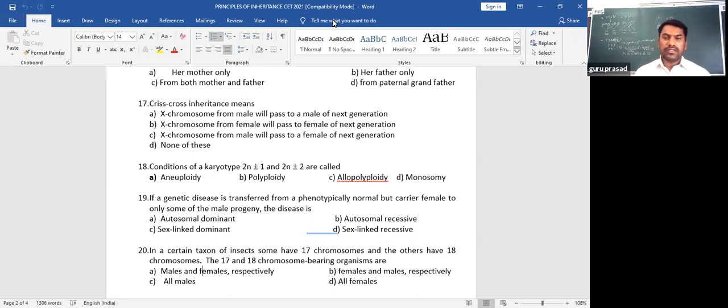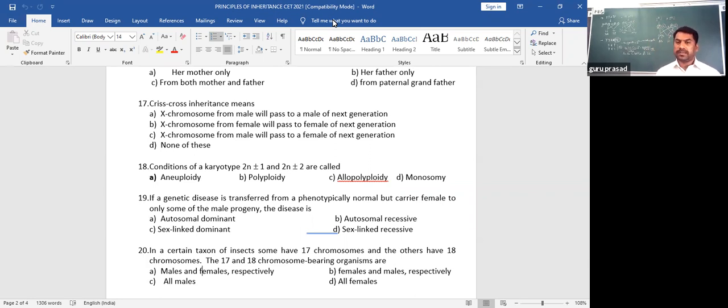In certain taxa of insects, some have 17 chromosomes, the others have 18 chromosomes. The 17 and 18 chromosome bearing organisms are... I forgot to mention one introductory point: you should also know sex determination in humans, in insects, and in birds. There are three types of sex determination as taught in the syllabus. So here 17 and 18 chromosomes are mentioned. They are asking about insects. So which insect are they asking about?